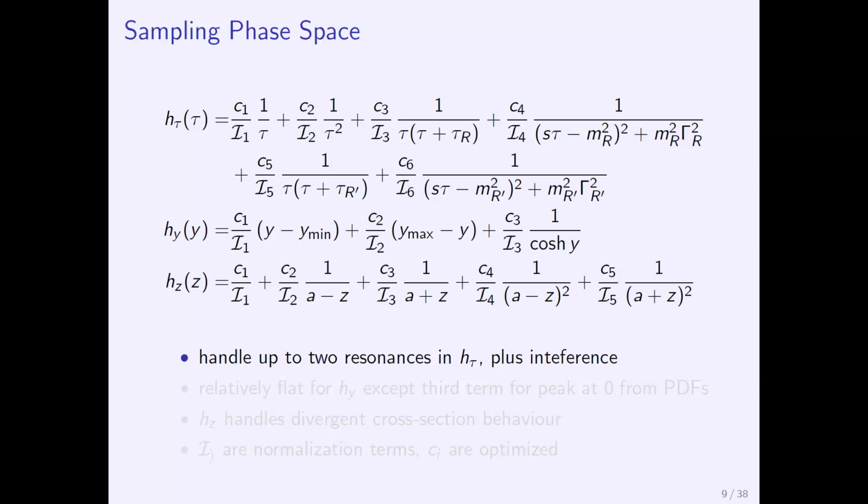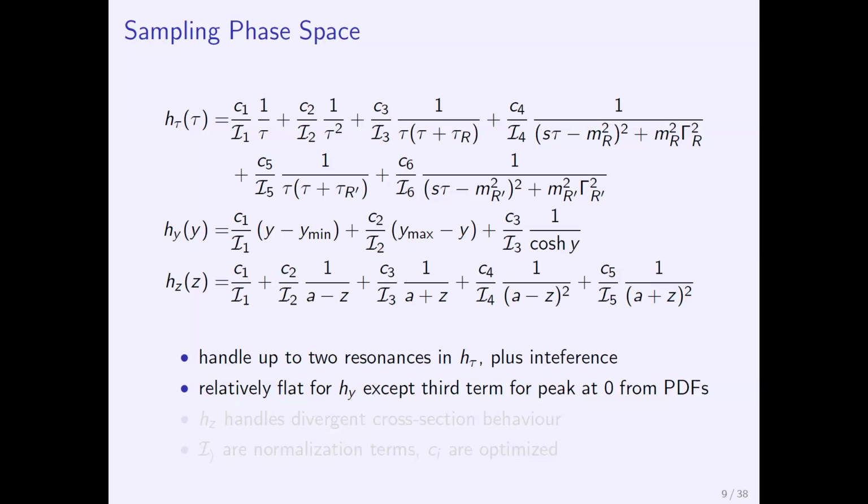All of these terms, right, they account for peaking behavior in resonances. And they also account for other types of peaking behaviors that you might have coming from the PDF. So for example, you can see here with this term right here, that this accounts for the peaking behavior in the resonance that you might be able to get out from this. Okay, so for h of y, this one here, it's relatively flat, except this third term right here.